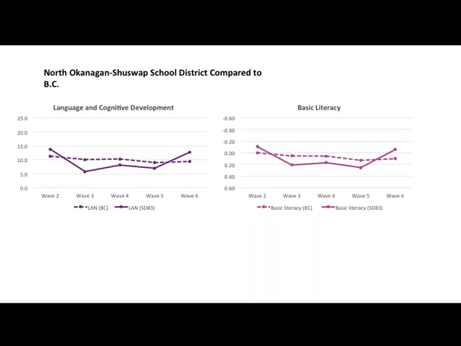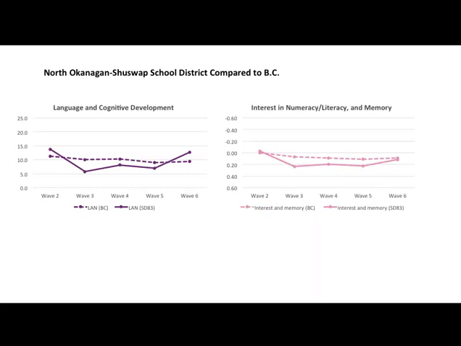Kind of a little more of a U shape, or sometimes it looks a bit like a W. So this is one school district where on basic literacy, and actually for the whole of the scale of language and cognitive development, we're seeing some early improvements, but then they've been offset by some getting worse lately, both on vulnerability and on basic literacy. You see the same thing, to some extent, for interest in numeracy and literacy, where it's getting worse and then coming back a little bit.